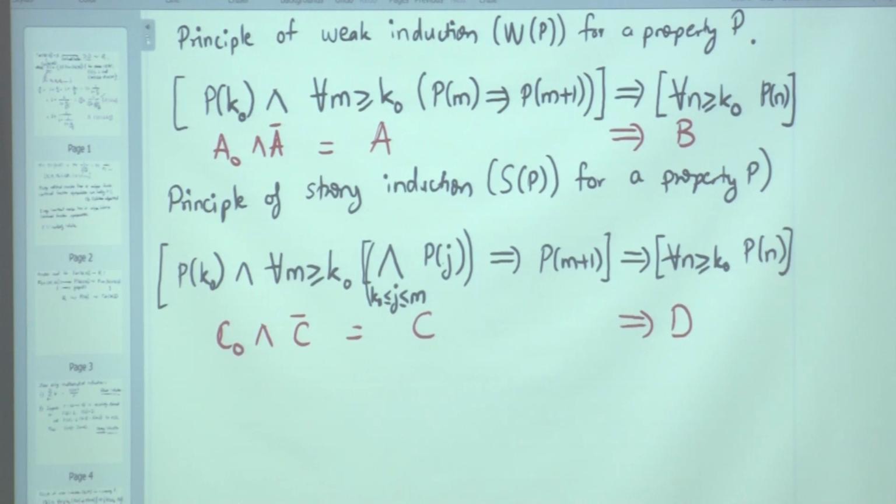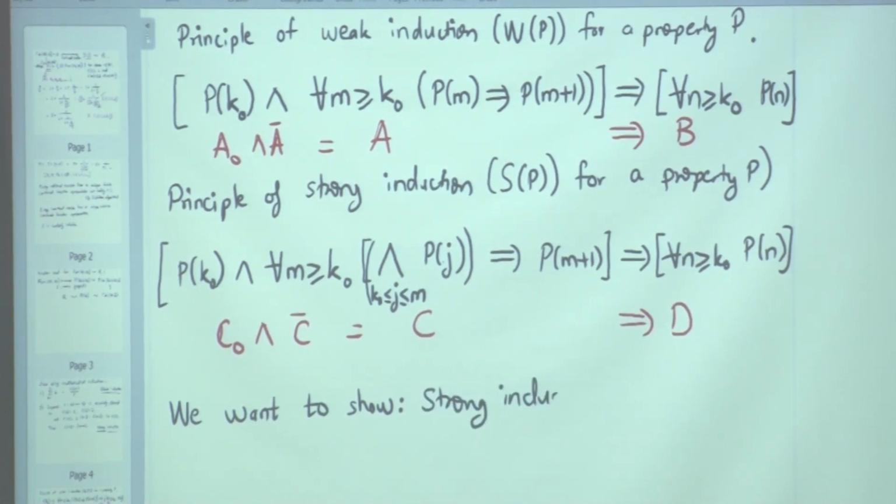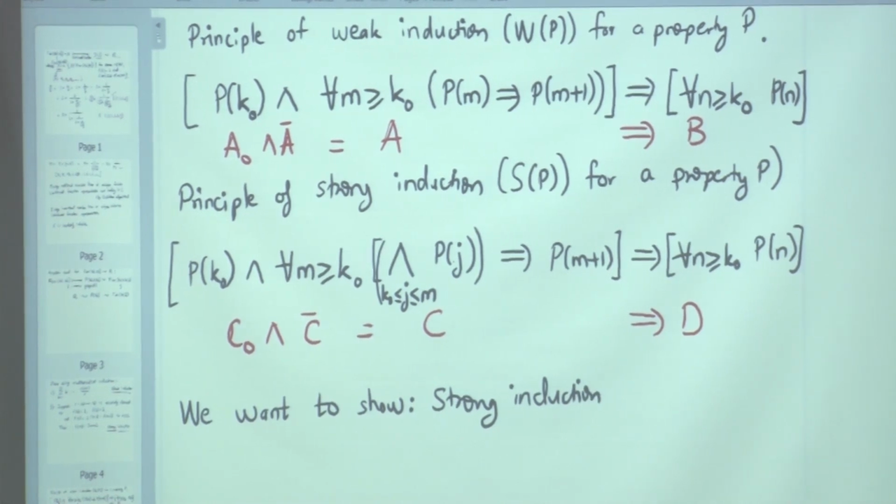Okay, so when we say that we want to prove A implies B, then what should we start with? A. Exactly. We should start with A and then prove B. So whenever we are showing, so we want to show strong induction. This should be the easy part, right? Strong induction should imply weak induction, as the name suggests. So strong induction implies weak induction.